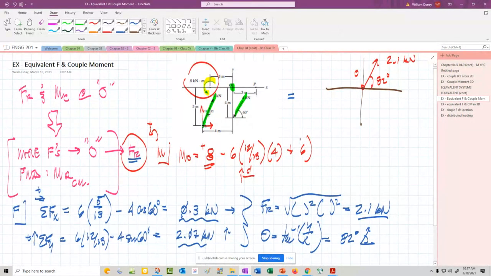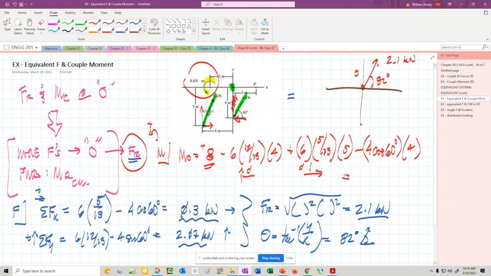Now we want this one. 6 times 5 over 13. That's the force this way. We need that distance. That's a distance of 5 meters. The components of this one are down and over. We're not going to worry about the y component because it goes right through O. So we're going to have 4 cosine of 60, and that has a distance of 4 meters. I go through that. I get about a minus 10.6 kilonewton meters.